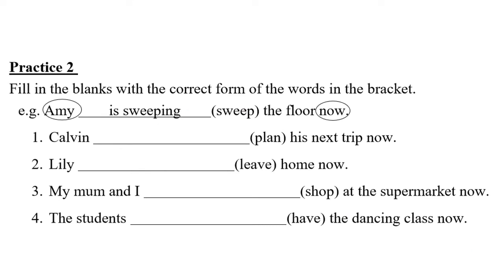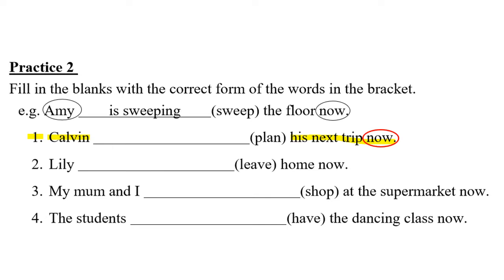After revising the grammar rules of the simple present continuous tense, now we are going to check the answers of practice 2. First, let's read question number 1 together. 3, 2, 1. Kevin do his next trip now. What is the time word of this question? You now have 3 seconds. Correct. The time word is now. That means we have to use continuous tense.